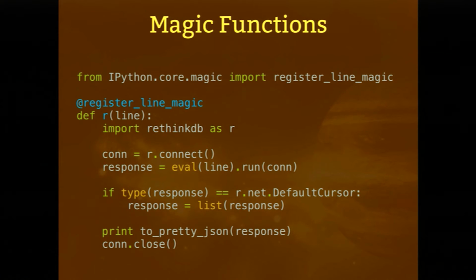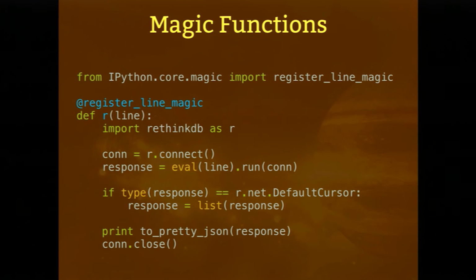So inside of the function, what we're doing here is we're importing the RethinkDB library. We're setting up the connection. Then we're evaluating the query and running it against that connection. And then we're doing a little bit of handling on the output.